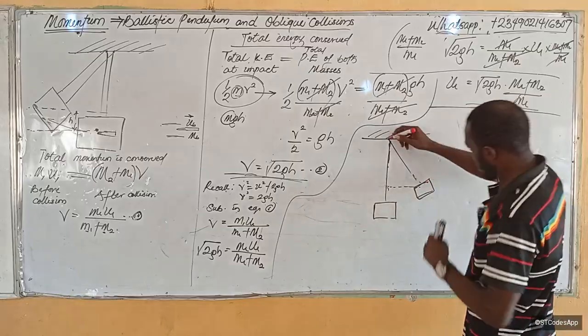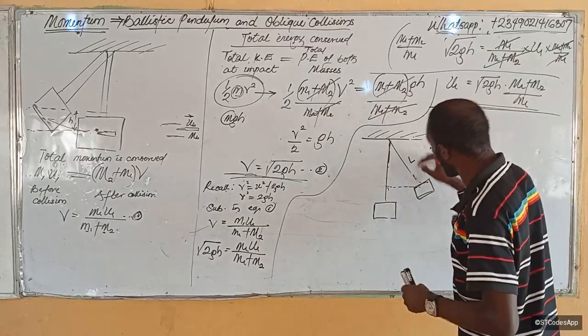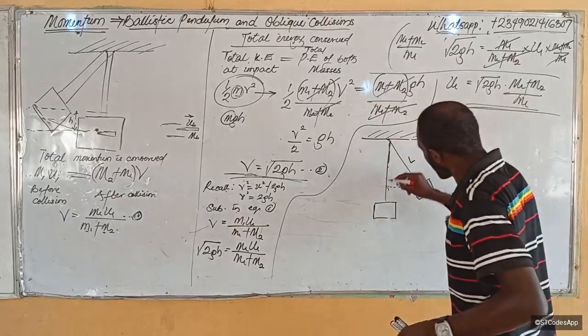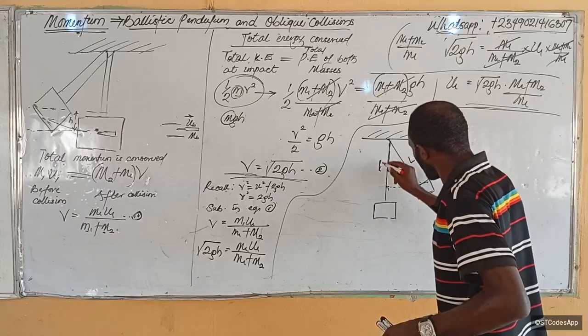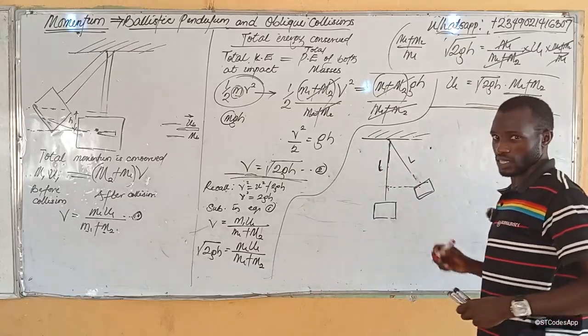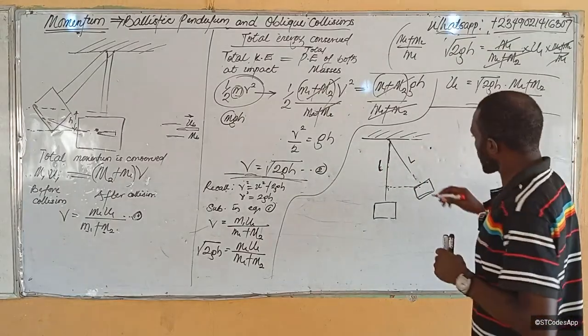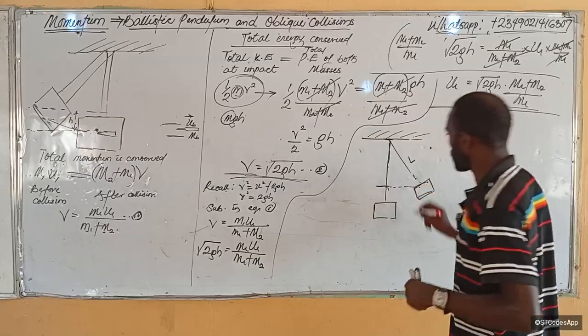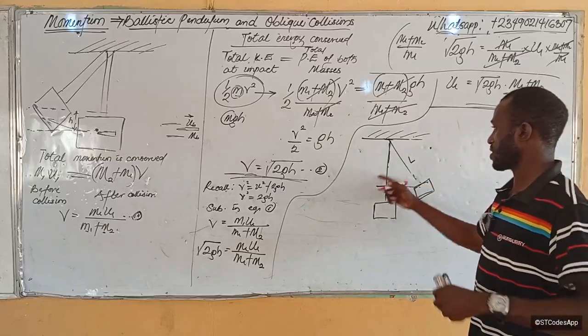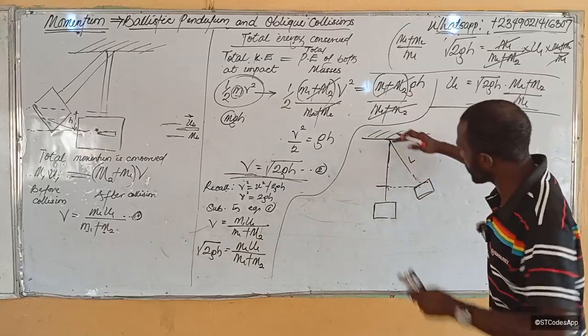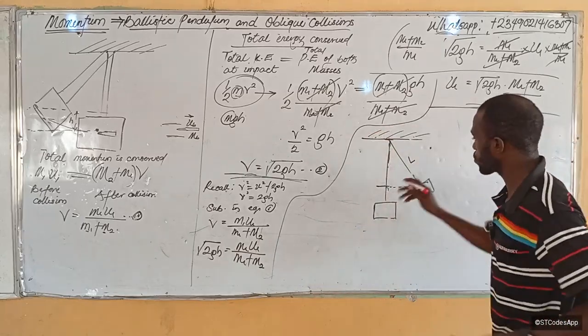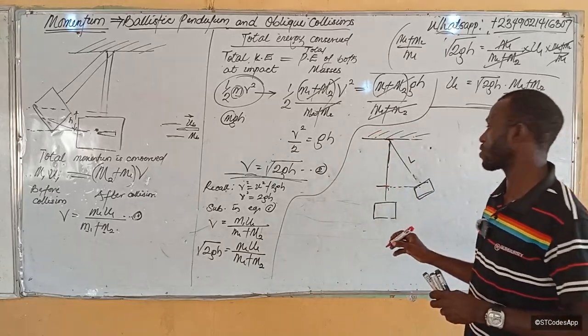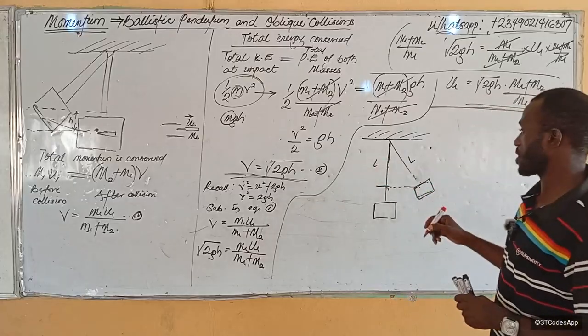Keeping in mind that from here to here is the original length, from here to here is the new length. Sorry, from here to here is the new length if we were to look at it from the vertical perspective. So the new length, let's call it small l.